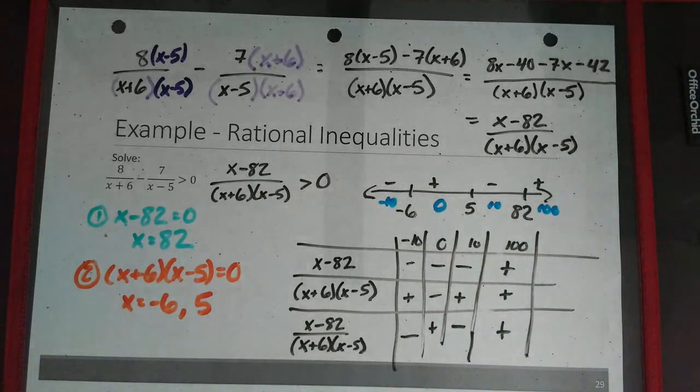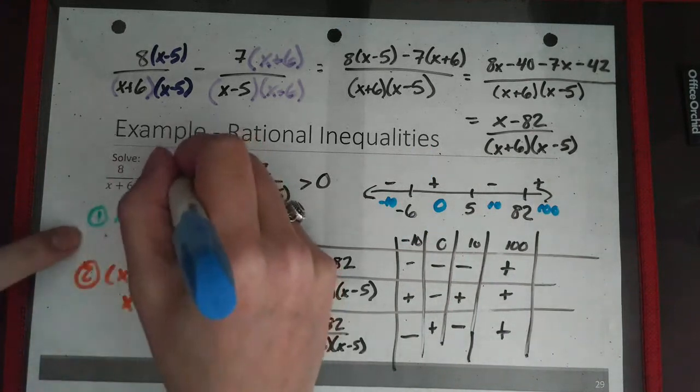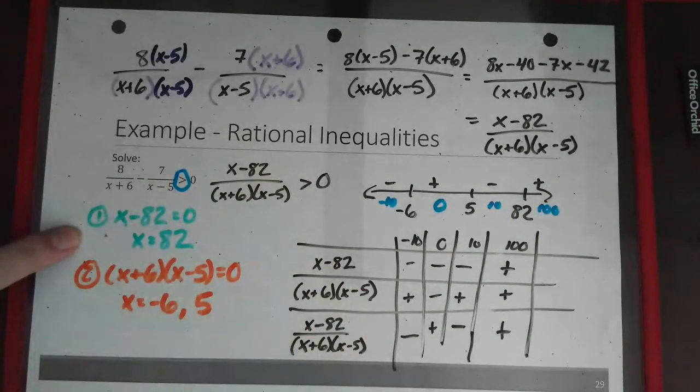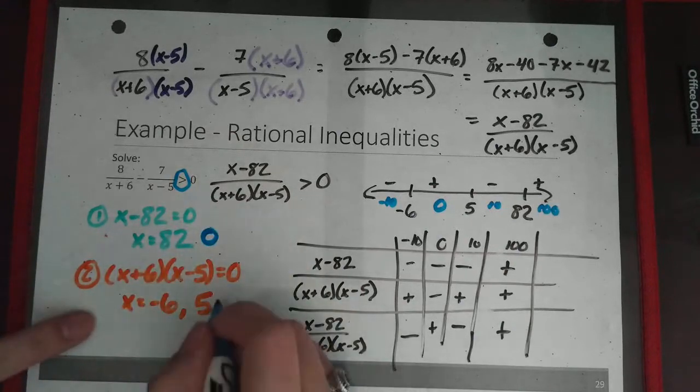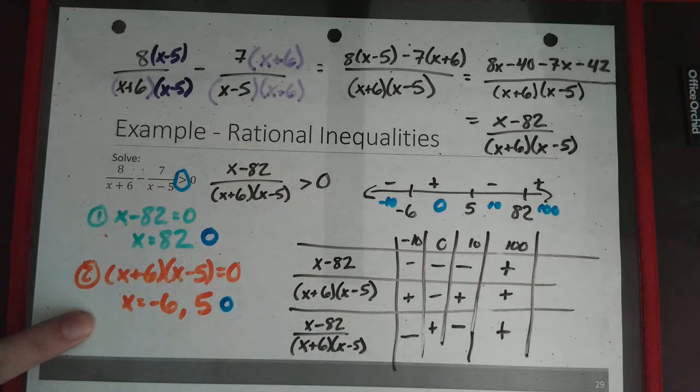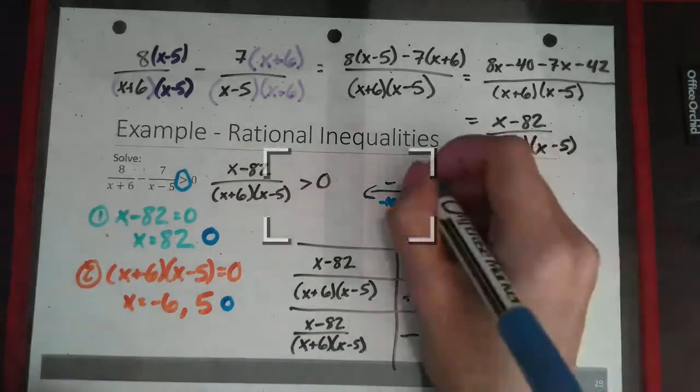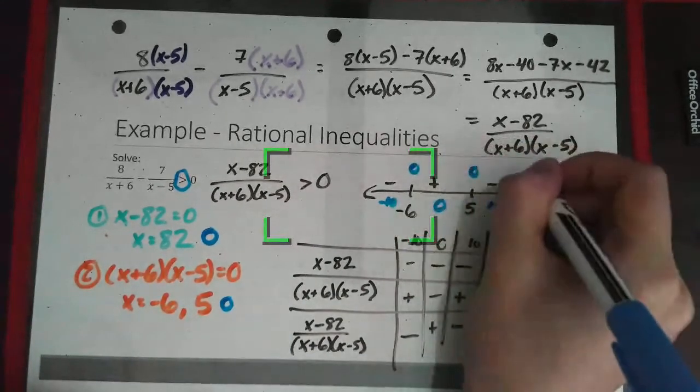Finally, we need to know what our endpoints look like and pick out the parts of the interval that we want. My numerator, we look at the inequality symbol. Since equal to is not included, we'll have an open circle. My denominator always gives me open circles. So all three of these are going to be open circles.